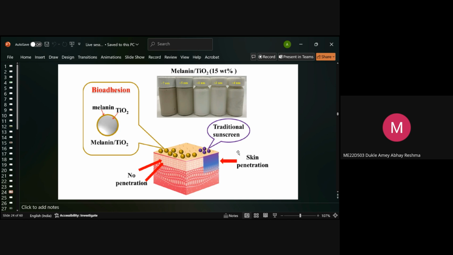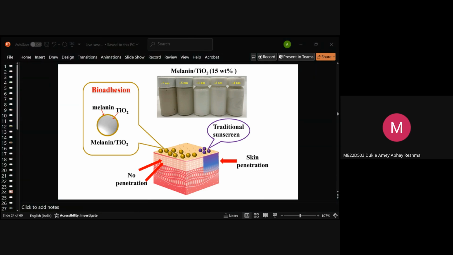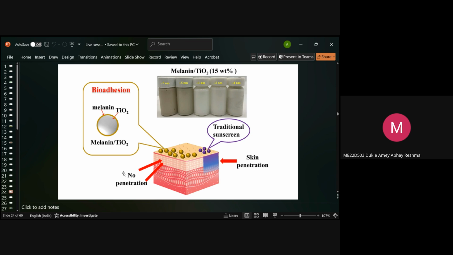Because there is no penetration, you can see in the figure, the traditional sunscreen actually penetrates and affects the tissues. Whereas in the case of titanium dioxide, because of the bigger size, it would not penetrate through the skin pores, and it would not cause any carcinogenic effect on the skin.